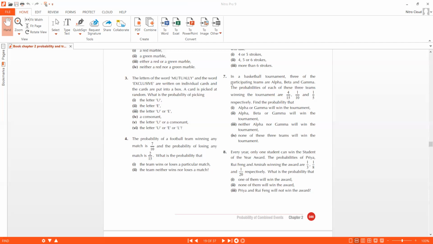So find the probability that alpha or gamma will win the tournament. If alpha and beta are winning, then it means that gamma is losing. I don't get it. Sorry, I don't get it. Did you get it or not? Wait, so how do you answer the question? You have already answered the question, but alpha and gamma, 1 over 15 plus 1 over 5.